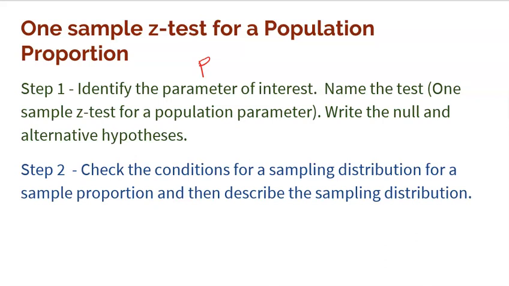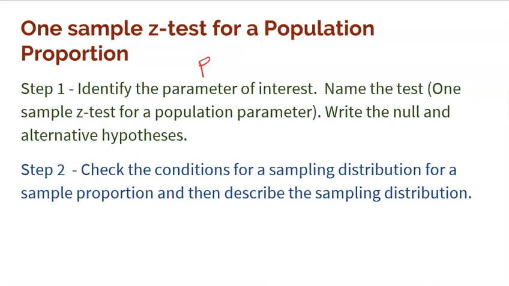You got to name the test. It's a one-sample z-test for a population parameter. And in fact, you can do both of those things at once. I'll get a lot of kids that will say, this is a one-sample z-test for P, comma, the proportion of kids that have anxiety, right? So you can identify the parameter of interest in that name as well. But equally importantly, you have to write the null and the alternative hypotheses.